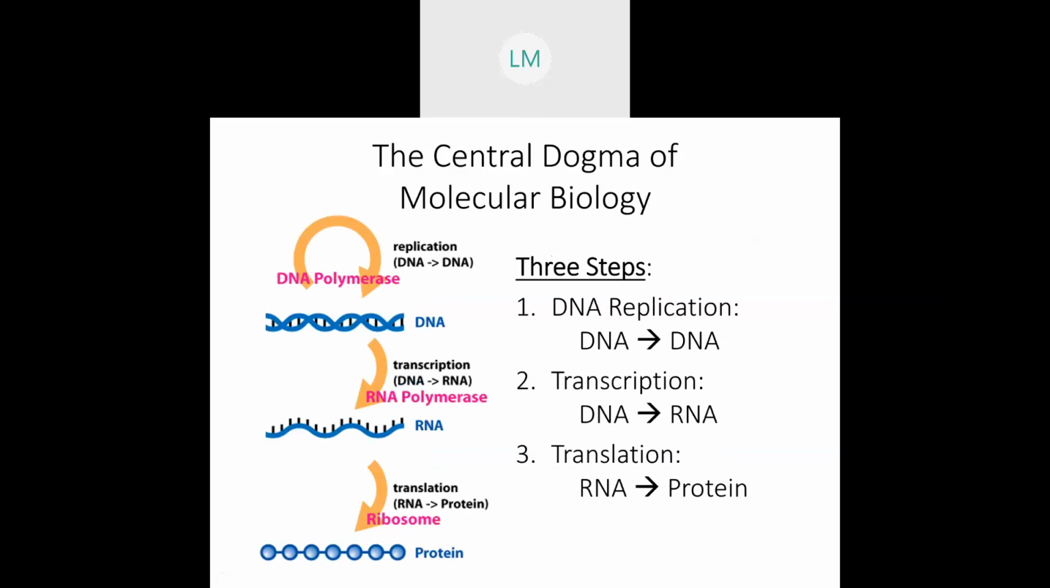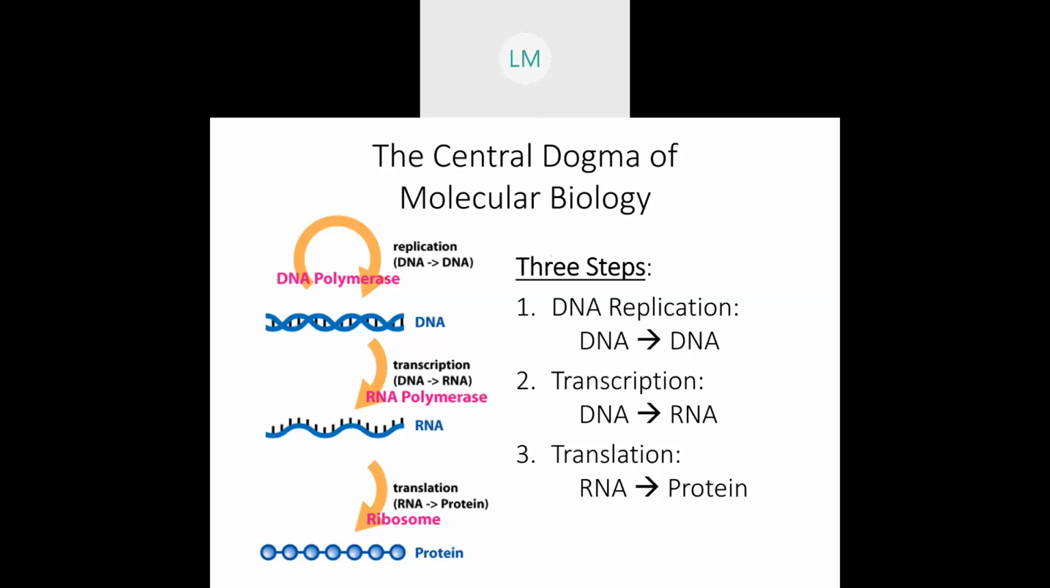So the 3 steps that we have with these 3 molecules: we have the option of DNA replication. That's the first step. We've talked about DNA replication when we talked about mitosis, the cell cycle and meiosis. Remember, this occurs in the interphase section of the cell cycle. This is where we're just turning DNA into more DNA, an exact copy of the DNA.